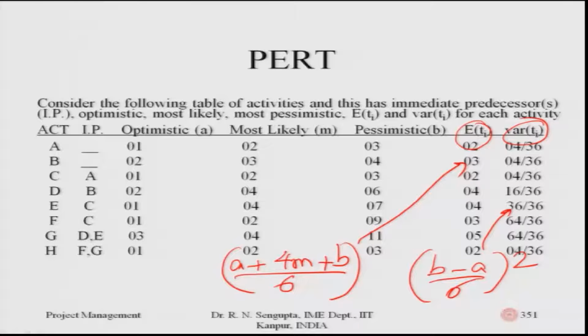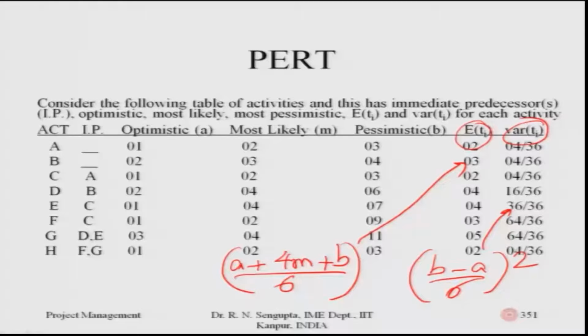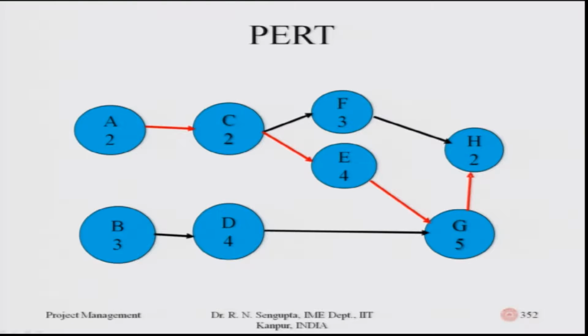Please pause, see the 351st slide, and take the A column, which is the third column, the B column, which is the fifth column, and the M column, which is the fourth column. Do the calculations to find out the expected value and the variance. I have drawn this graph based on the precedence diagram. Do it yourself and you will find out.